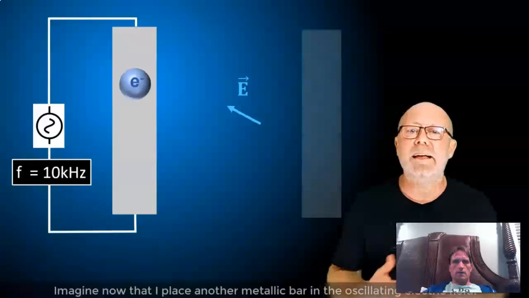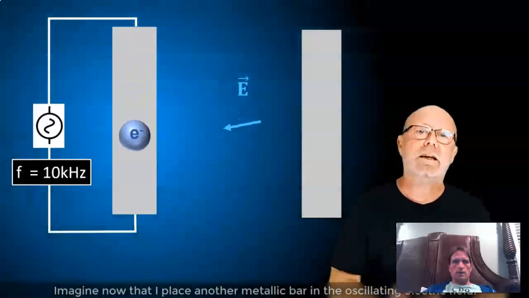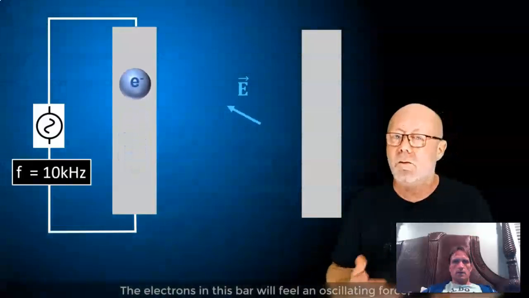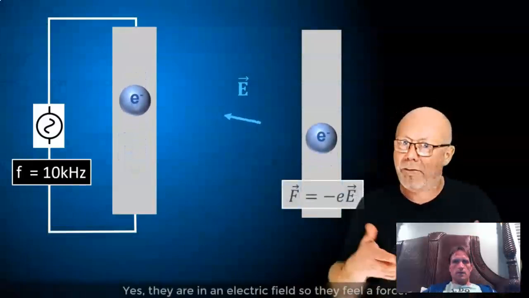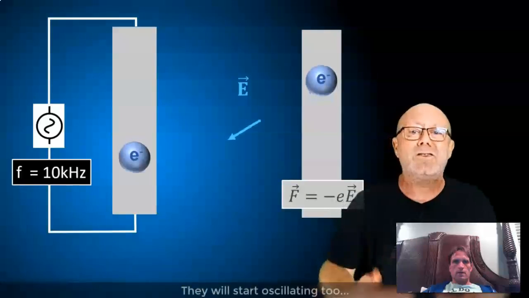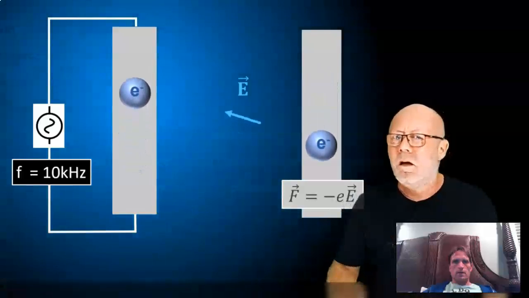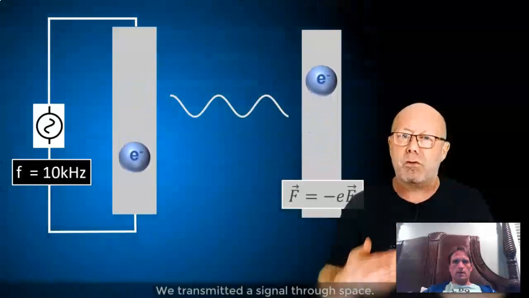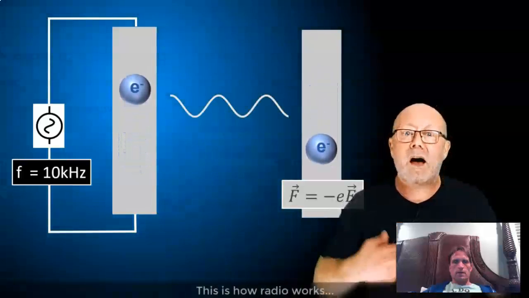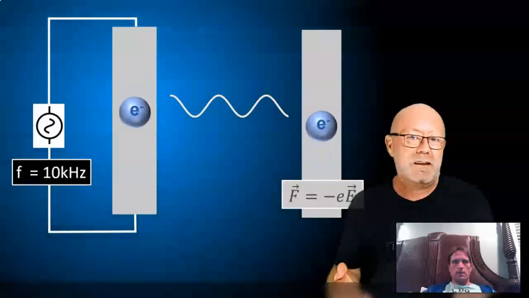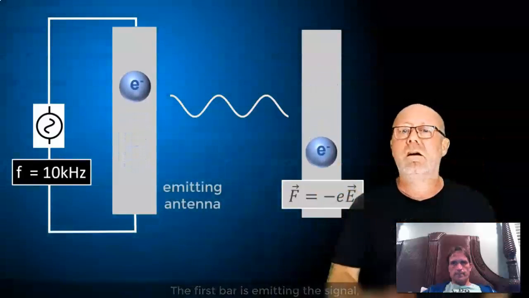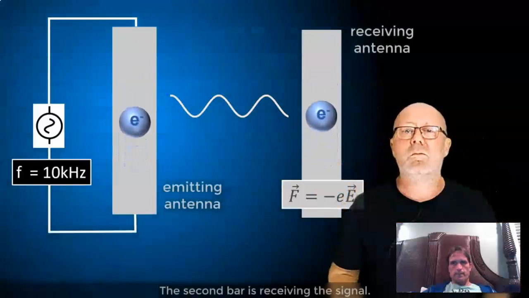Imagine now that I place another metallic bar in the oscillating electric field. The electrons in this bar will feel an oscillating force. Yes, they are in an electric field, so they feel a force. They will start to oscillate too. What we did here is we transmitted a signal through space. This is how radio works. Yeah, we have two antennas. The first bar is emitting the signal. The second bar is receiving the signal.